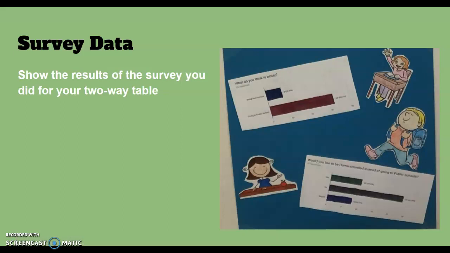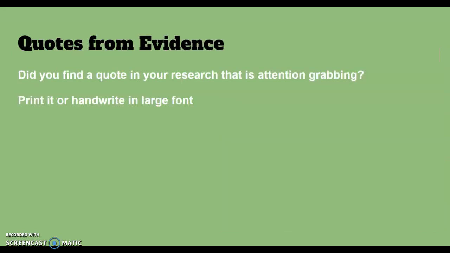You could include your survey data. Maybe if you don't include your two-way table, or even if you do, you could include the data you got from that survey you took. Notice this student made sure she colored it in and she added some other images to make it interesting. You could also include quotes from your evidence. Maybe there was a specific quote in your research that you thought was attention grabbing. You could print that, or you could handwrite it in a large font so that people could have something to draw them over to your poster board.